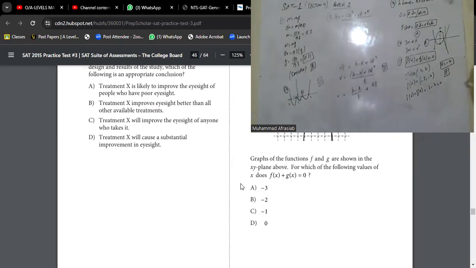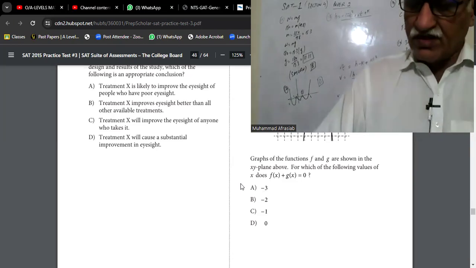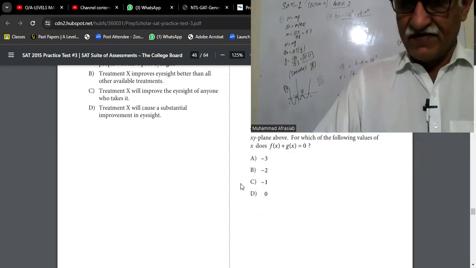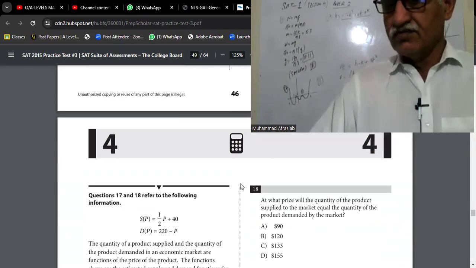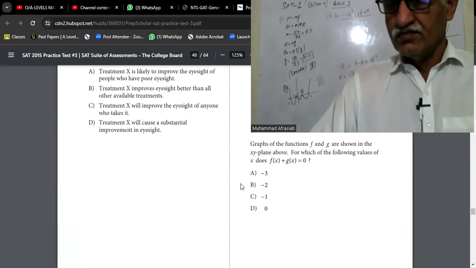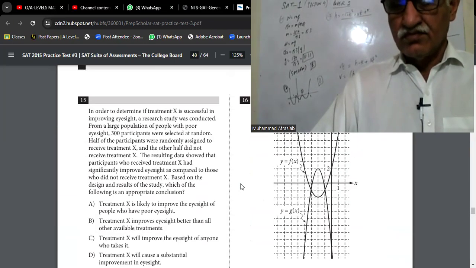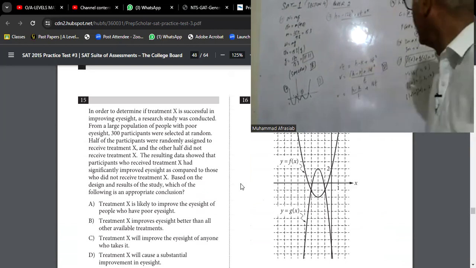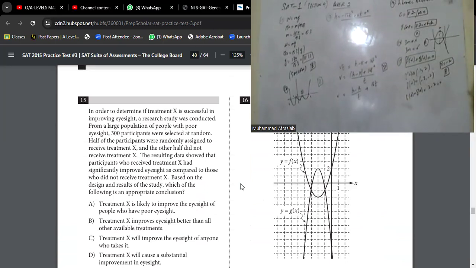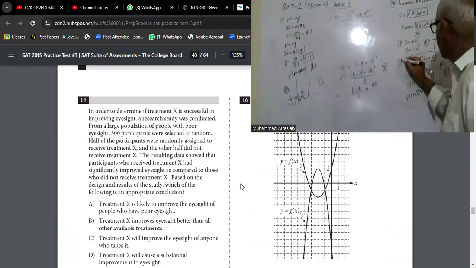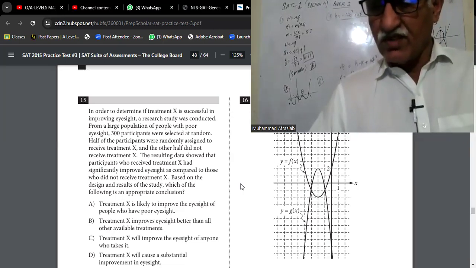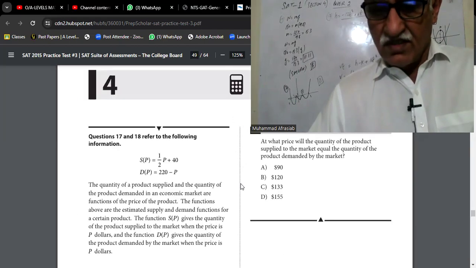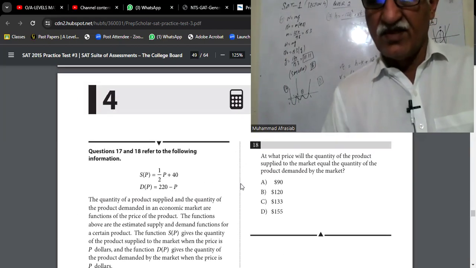Question number 15. Now, question number 16. Now we look at question number 17 and 18 and onwards.